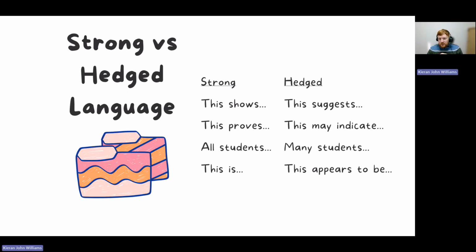So let's look at the difference between some strong and hedged language. You should always be aiming for that hedged language. Strong language includes phrases like this proves, this shows, all students, which sounds very definite, absolute, certain. In contrast, hedged language uses phrases like this suggests, this may indicate, many students, many customers. These softer expressions show that the writer, who is you, is being careful and not making exaggerated claims. So in academic writing, we usually prefer these hedged versions.